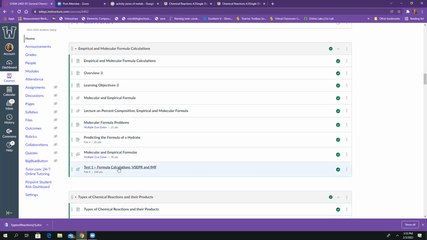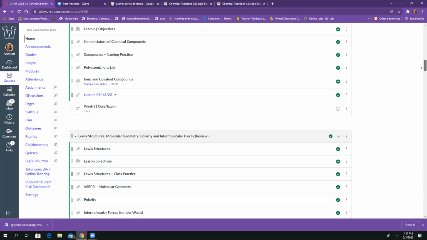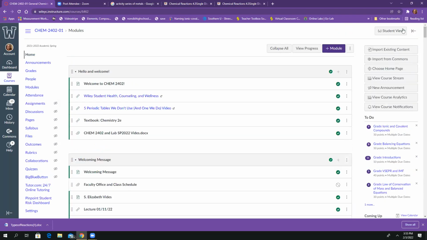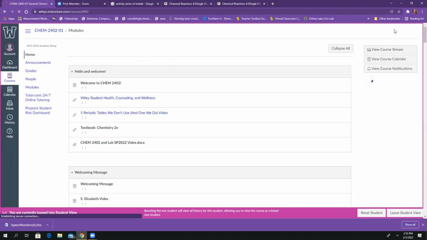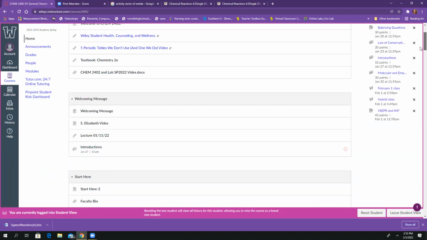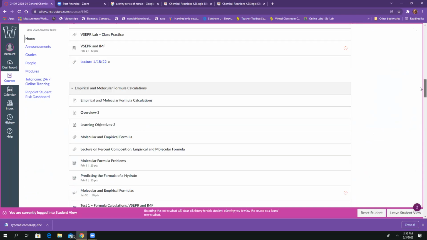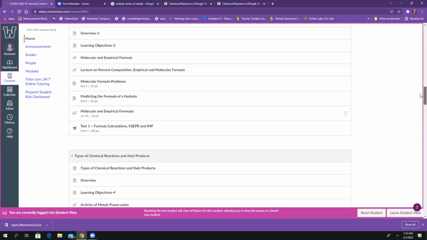This test, when you are in student view, I thought I saw it, but maybe not. Let me see. I'm going to put myself in student view and see if I can actually see it, because that's what I tend to do. And I thought I saw it, but yeah, there it is. So it is right there. I can see it in student view. You should be able to see it, is what I was told. So you see that that test is ready to go.